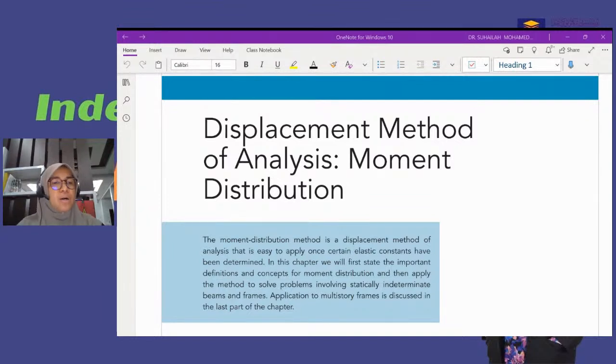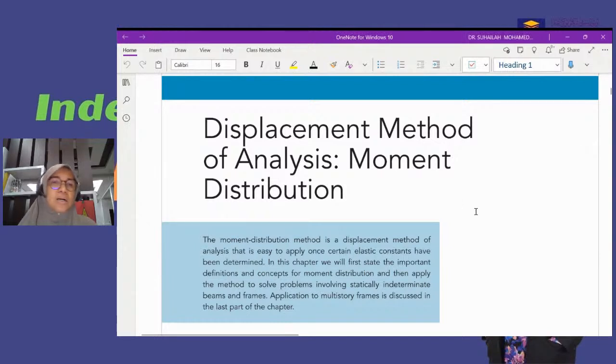Okay, in this video, I would like to continue the new chapter. This is the chapter called displacement. Actually, in the bigger space, this is part of the displacement method. We call this the moment distribution method.